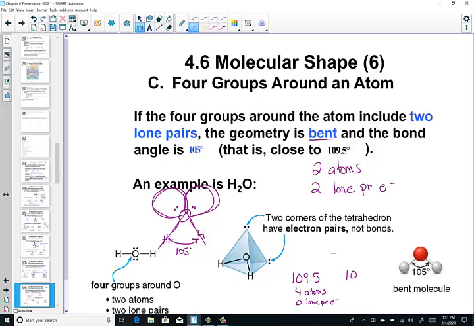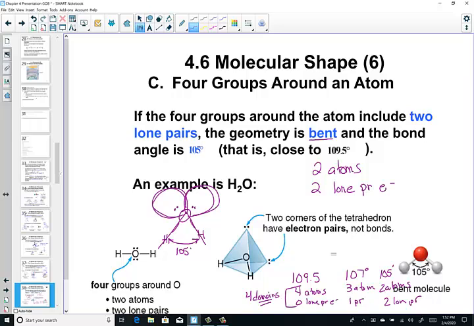The ideal bond angle of 109.5 is when we had 4 atoms and 0 lone pair. Then we said, what if we took off 1 atom and had just 1 lone pair? Then it went to about 107 degrees. And then if we took off a next atom, we had 105 degrees when we had 2 atoms and 2 lone pair. All of these are 4 domains around the central atom.